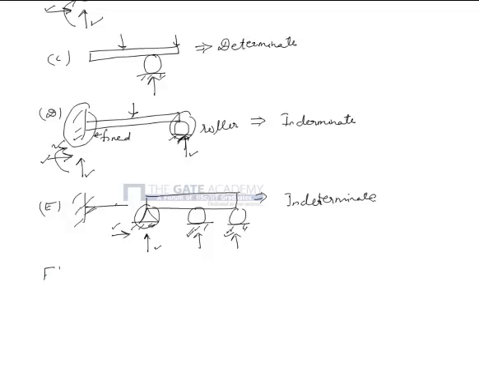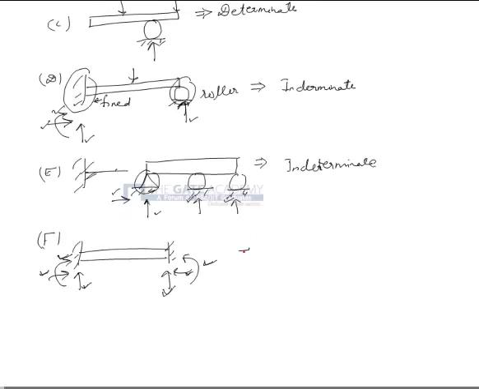Finally, case F. Case F has a beam which is fixed at both the ends. So each end provides 3 reactions, 2 force reactions and 1 moment reaction. So this has 6 independent unknowns and there are only 3 equations, hence this is also an indeterminate case. So the answer is option D, cases D, E and F.